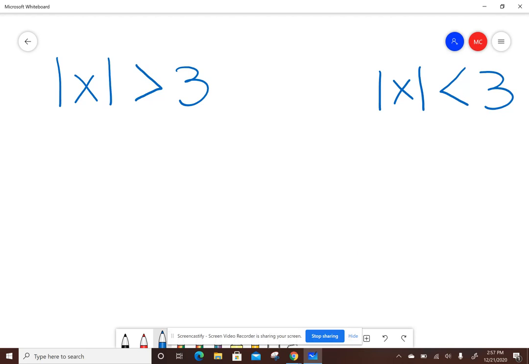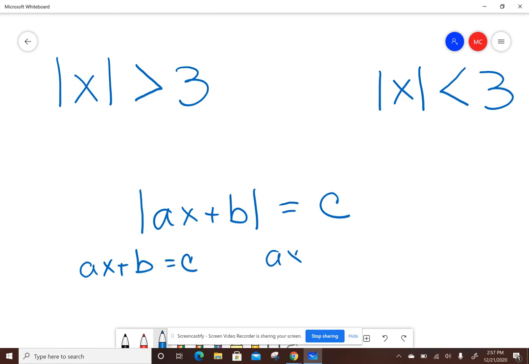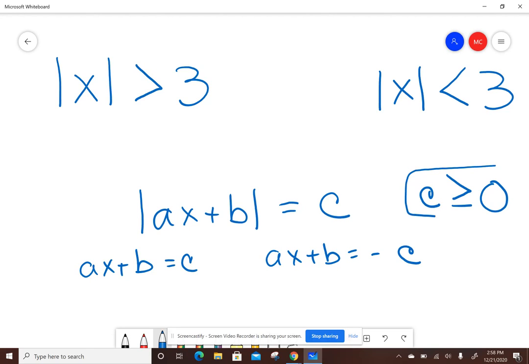We also knew that the rule said if the absolute value of ax plus b equals c, then either ax plus b equals c or ax plus b equals negative c, but c had to be greater than or equal to 0, right? So we're going to learn that in absolute value inequalities, the same restrictions on c exist. The absolute value has to always equal a positive number.